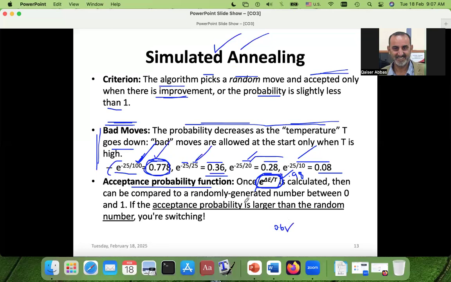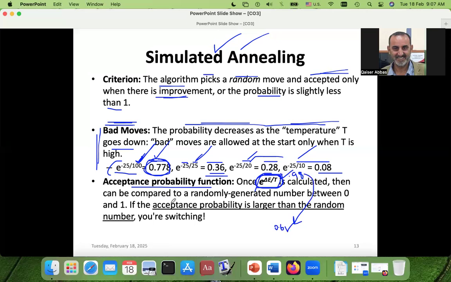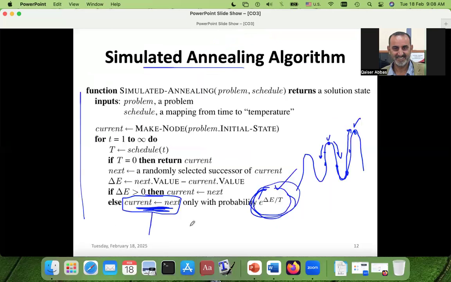Then what are you going to do? You check if this value is greater than this one, then you are going to execute this statement. If that is not greater, then you are not going to execute. That is another strategy that you can adopt, which is mentioned here. So you generate a random number between 0 and 1, and if the probability is larger than the random number, you are switching, which means you are going to execute this statement.